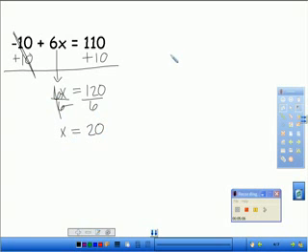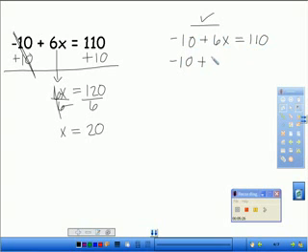Alright, so we have to check our math, so we're going to go ahead and rewrite the equation. Negative 10 plus 6x equals 110. And we're going to substitute in our answer inside the equation, so 6 times 20 equals 110. We have to use the order of operations, and before we can add anything, we have to multiply. So 20 times 6.